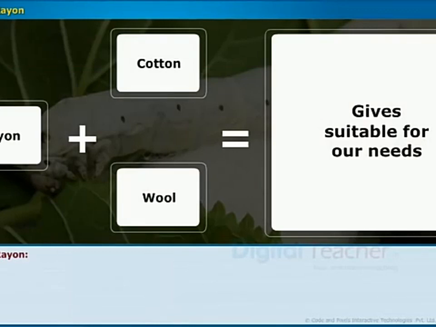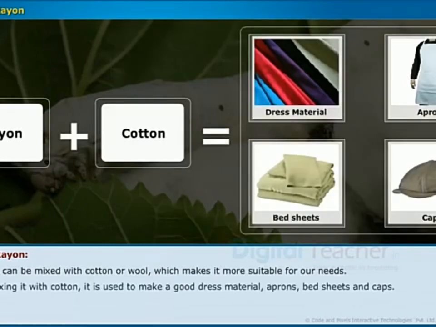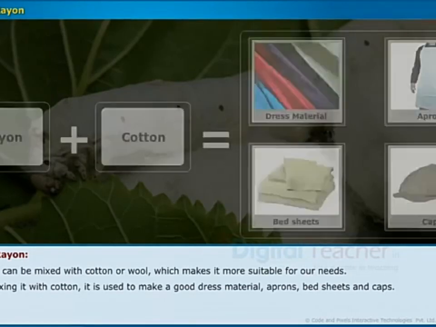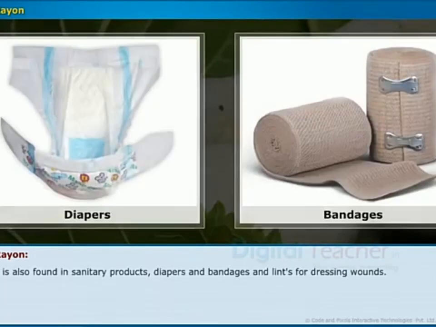We will now discuss the uses of rayon. Rayon can be mixed with cotton or wool, which makes it more suitable for our needs. On mixing it with cotton, it is used to make good dress material, aprons, bed sheets and caps. On mixing it with wool, it serves as a good fiber for making carpets. Rayon is also found in sanitary products, diapers, and bandages and lints for dressing wounds.